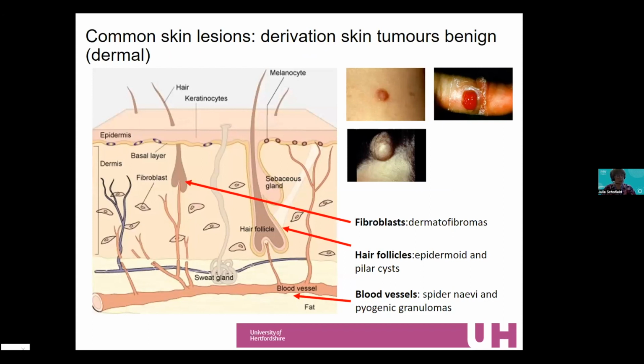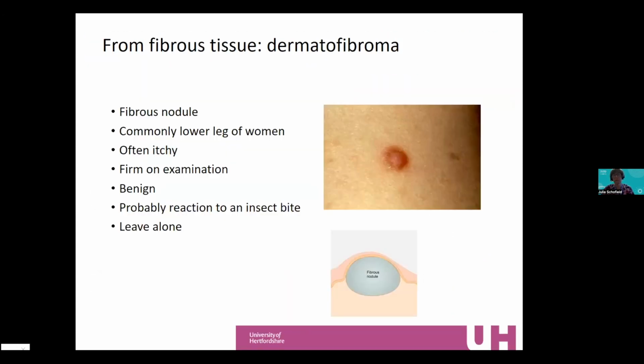So moving on, we're getting to the end now of the common lesions, and we've moved now into the dermis. So we're looking at lesions that derive from fibroblasts, from hair follicles, and from blood vessels. And we'll just do a whistle-stop tour of those. Dermatofibromas are common, and that's why I've included them. They present typically as a fibrous nodule, a really firm nodule on the lower leg of women that is often itchy. These are benign and are almost certainly a reaction to an insect bite and are best left alone.